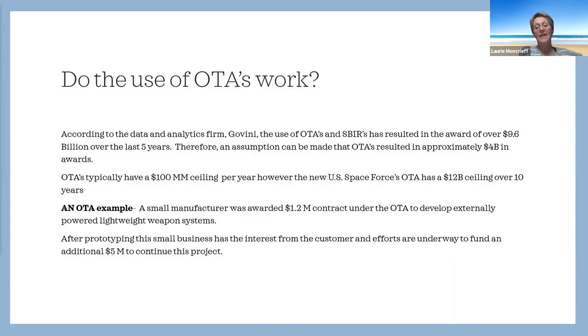I have an example of a company that I know and am working with. They received an award of $1.2 million under an OTA to develop an externally powered lightweight weapon system. They have now completed the work they were awarded under that OTA, and the command loves what they've done. So they are working together now, and that customer has put efforts in place to get them an additional $5 million to continue that project. So just know that those awards really are happening. That's a real live example of a small business that has been successful under OTAs. So I think that's a good example.